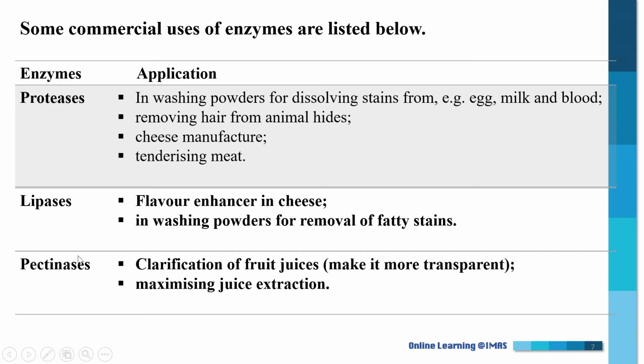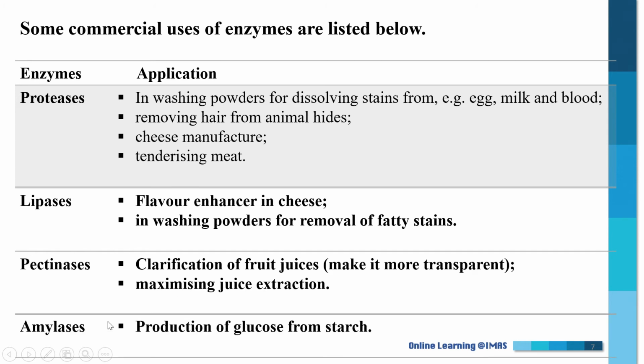You have also pectinase. Okay, if you want to have a factory for producing juice, you had better buy this pectinase. Why? Because this pectinase will maximize the juice extraction. It will give you more juice, and it will clarify the fruit juice. It makes it more transparent.